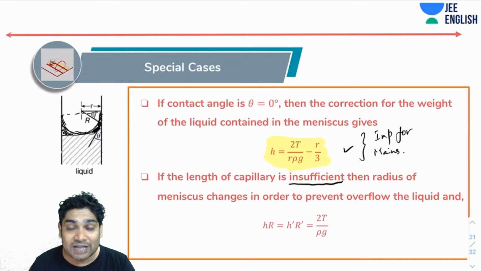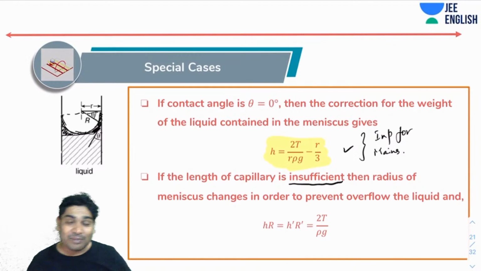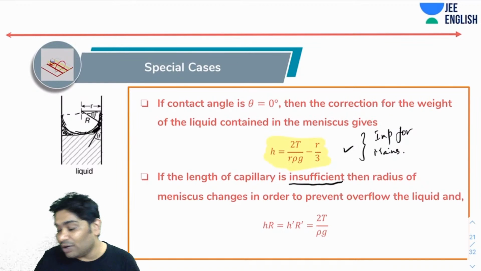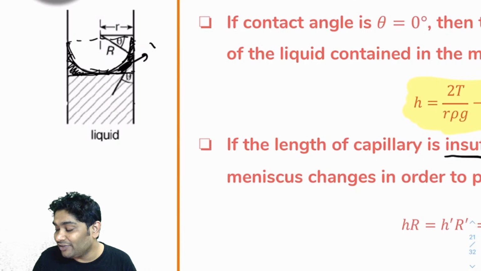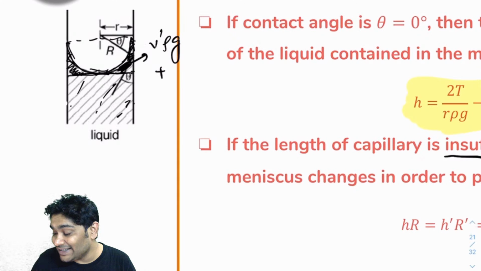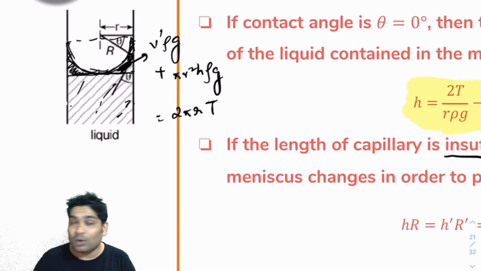Okay, that is what comes after calculations. I can show you the calculation, but I didn't want to. You can just remember this. What you're doing is you are adding this weight also. You calculate this weight. So if this volume is V dash, then V dash rho g plus this weight below, which is pi r square h rho g, would be equal to 2 pi r T. Okay, this is how you will get it. You can try it on your own.